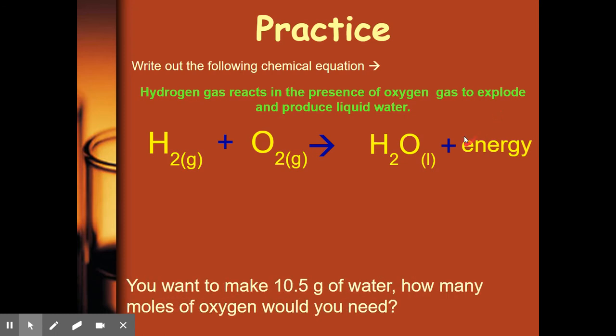Now we're going to get the question to go along with it. You want to make 10.5 grams of water. How many moles of oxygen would you need? So this is kind of a direct piggyback of what we did last class. Okay, so to do this, you're going to need to do one of those charts. But before we do the chart, we have to balance the equation because we have to have a balanced equation.